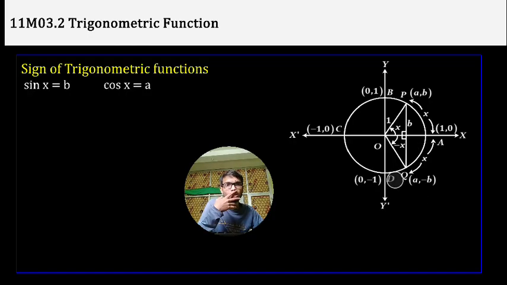Now we know that this b and this a, here b is the y, so y is minus and x is positive. So the point is a comma minus b. We know that a is cos and b is sine. So here sine would be negative and cos would be positive. Let's visualize it more.